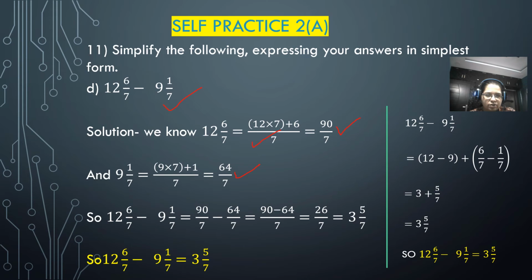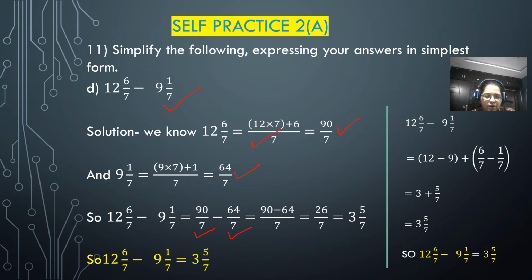So we get 12 6/7 minus 9 1/7. 90/7 is the improper fraction of the mixed fraction 12 6/7, and 64/7 is the improper fraction of the mixed fraction 9 1/7. So we get 90/7 minus 64/7.